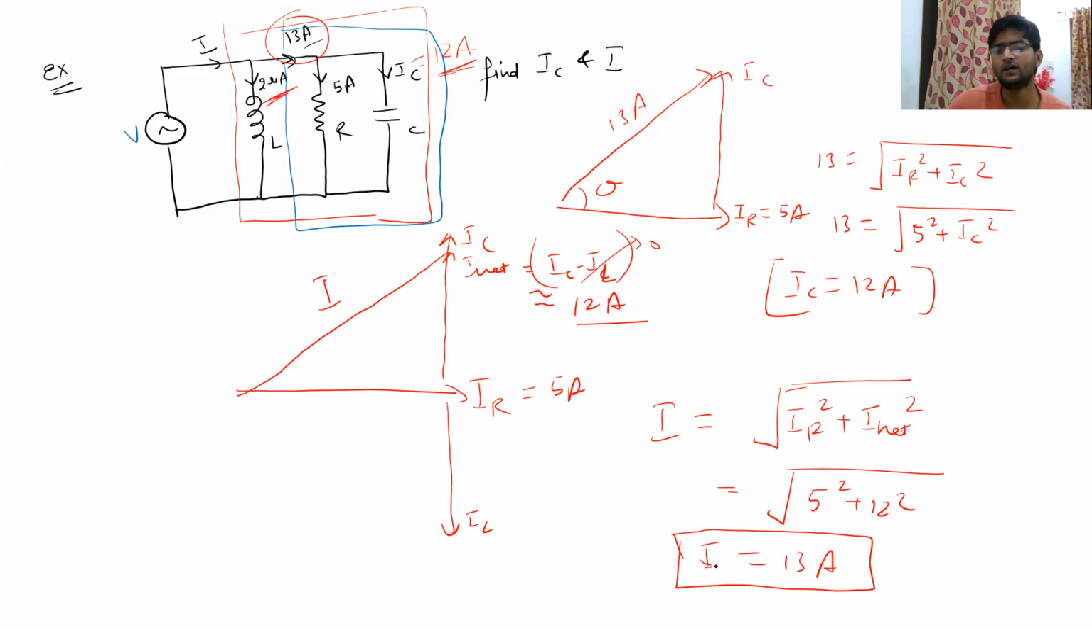So similar to the previous example that we did for the series RLC case, here in the parallel case also, we cannot directly apply KCL and add all the currents, because the currents in the inductor, capacitor and resistor have different phases. So we have to do the phasor summation. So this is how it will be done.